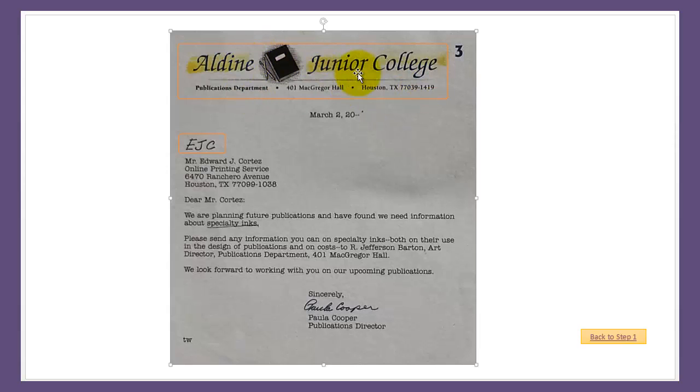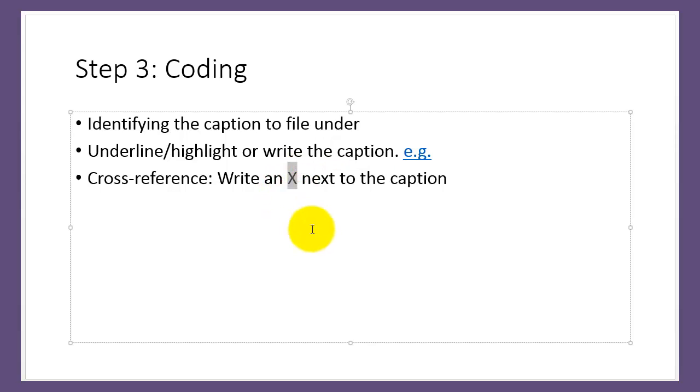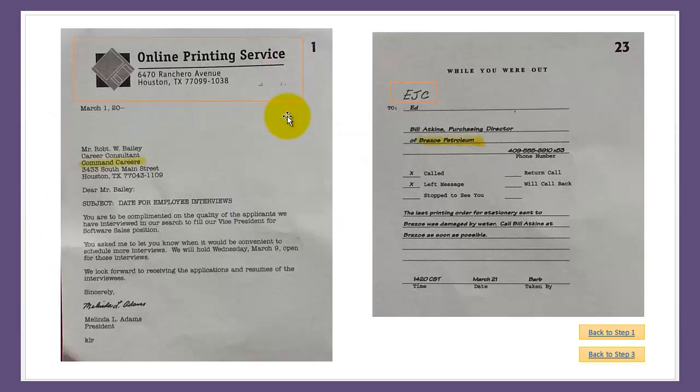In this case it is so obvious, but sometimes if this is for a person, you may write down the name here so that you'll see exactly how to file it. All right. And then if it's something to cross-reference, then you write an X next to the caption. So if this needs to be cross-referenced, you put an X right here so that you know it is cross-referenced.